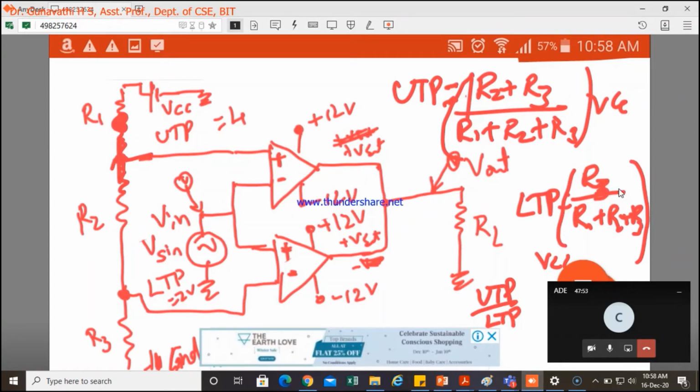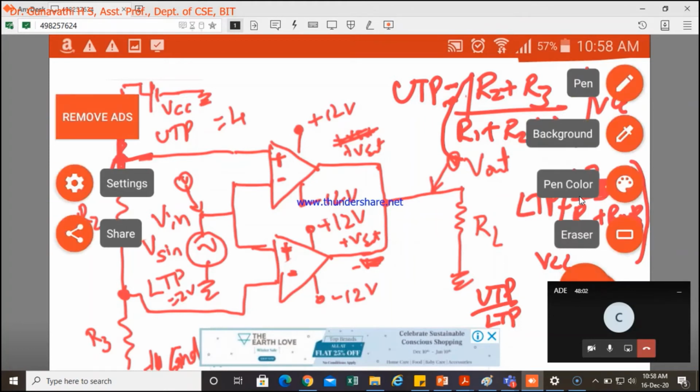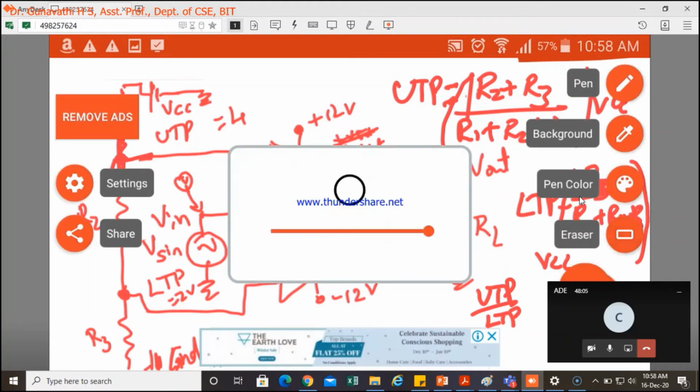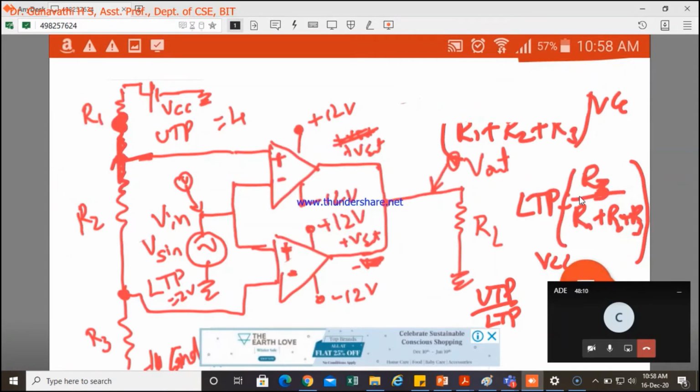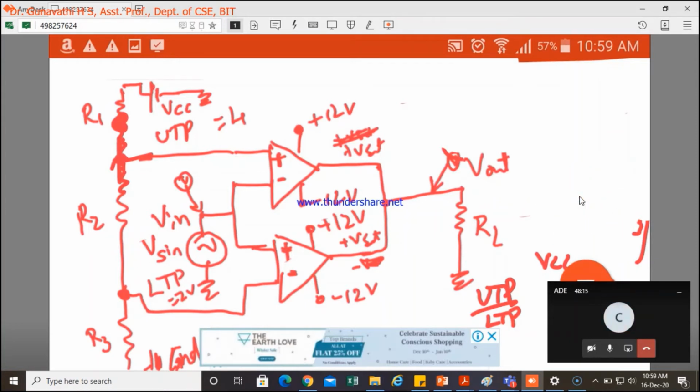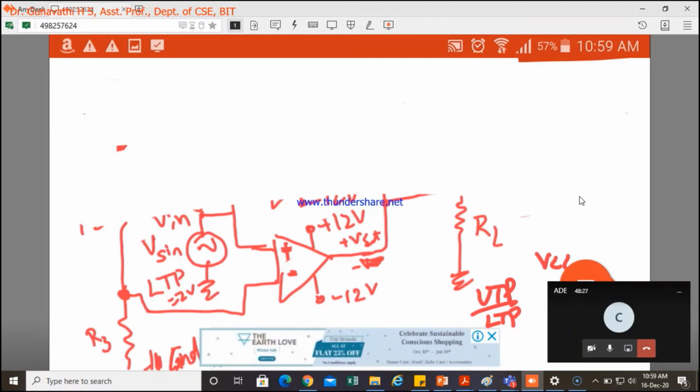Can I start writing this? Is this clear? Any doubts in this? Yeah, this expression you should know: what is UTP, what is LTP. Once we compute this, then we need to find the values for R1, R2, R3. Is it okay if I erase this circuit? Any doubts in the circuit? No. Okay, fine. Then I'll just erase this circuit as well.